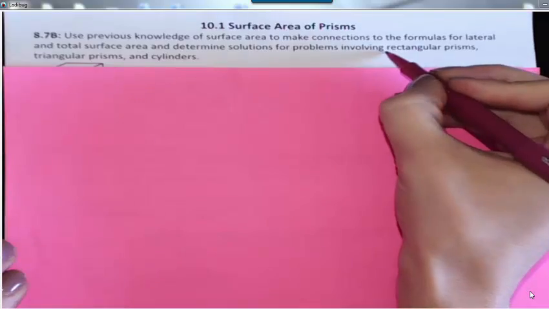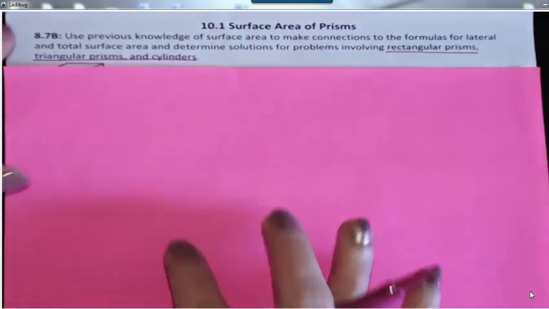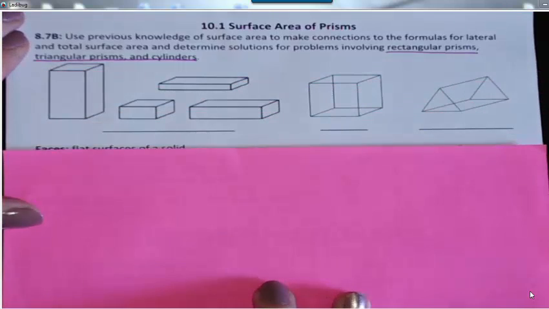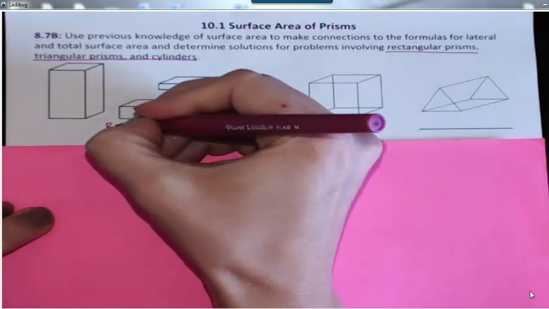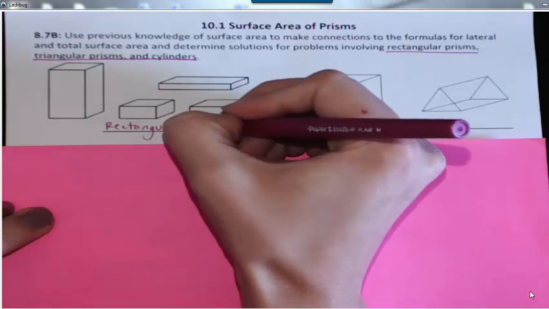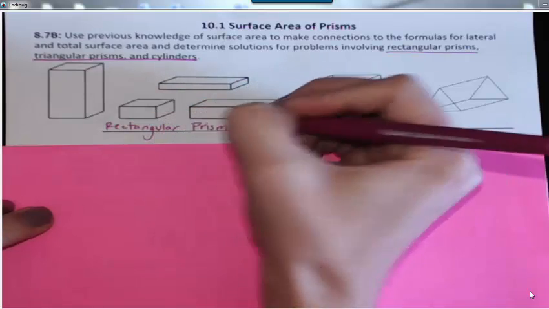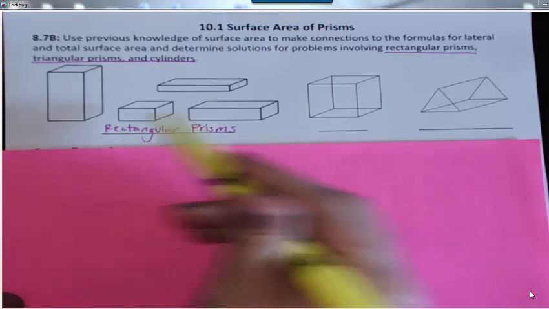In this TEK, it's talking about rectangular prisms, triangular prisms, and cylinders. So let's take a look at what they might look like. This first group of objects, or three-dimensional shapes, are called rectangular prisms. The way we get that name is because these are all prisms. Every single picture shown here is a prism.